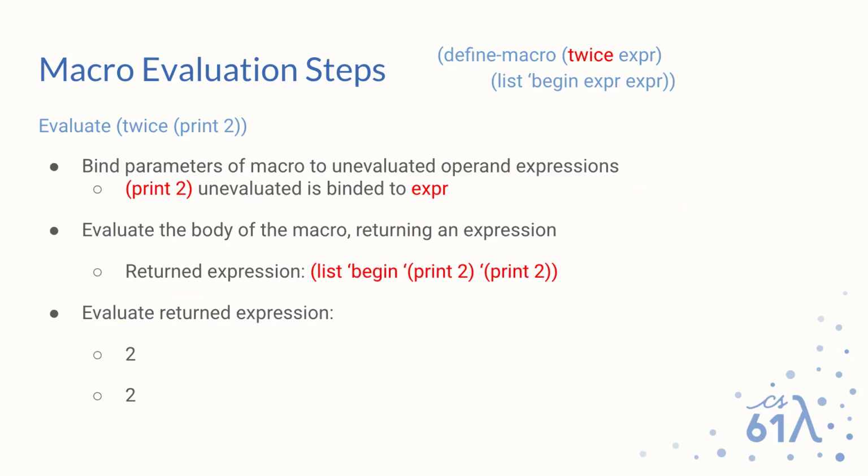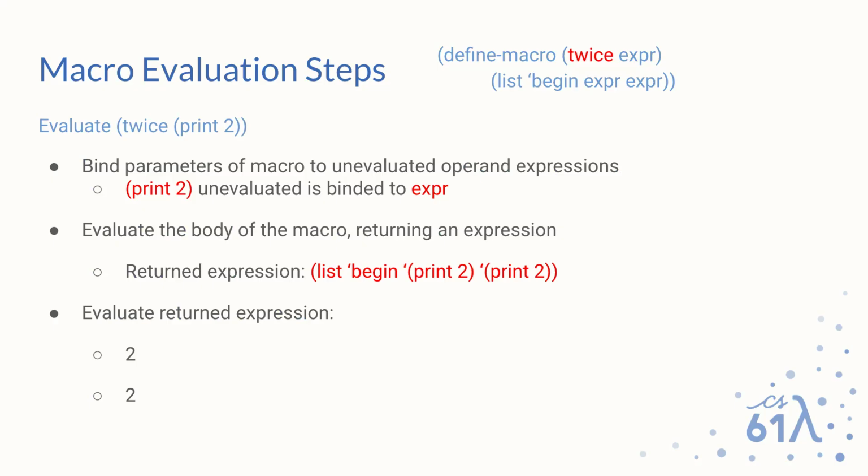Here's what happens with a macro. First, this print2, the list, is bound to the variable expression, and then the body of the macro is evaluated. So print2 is inserted where expression is in this list definition in the body of the macro, and the macro will return this particular expression, which will evaluate literally to begin print2, print2.